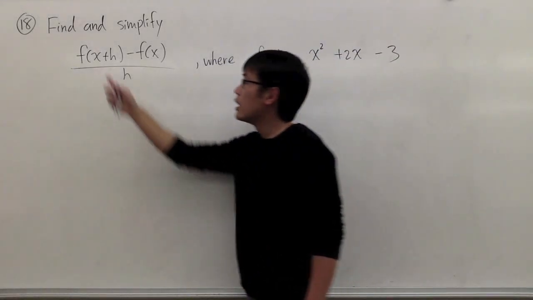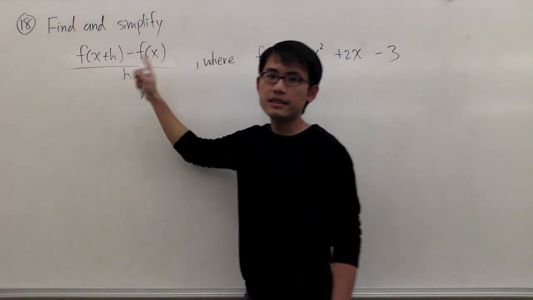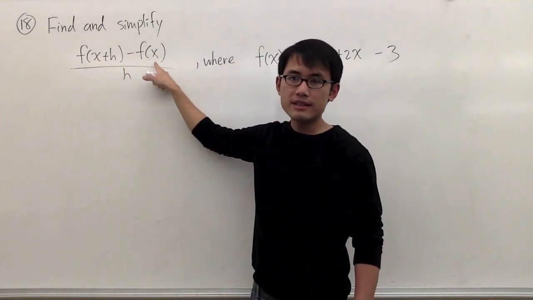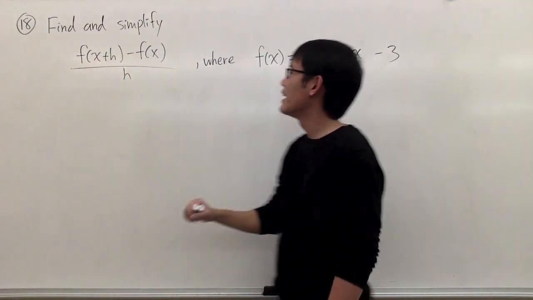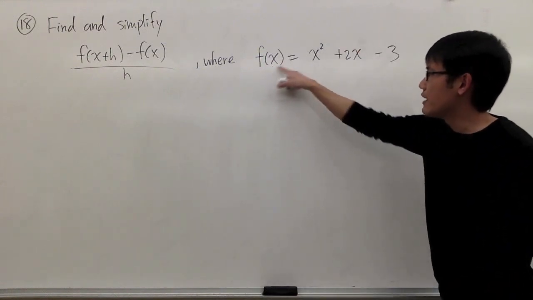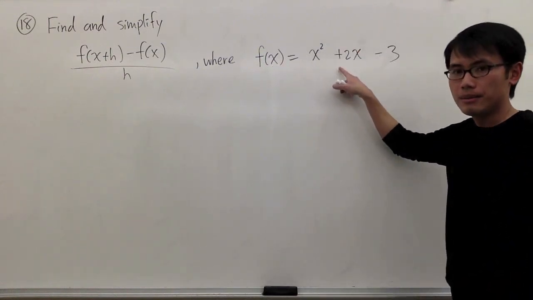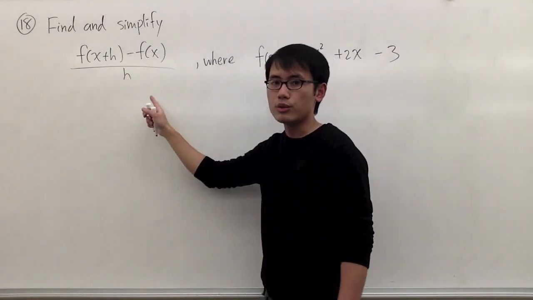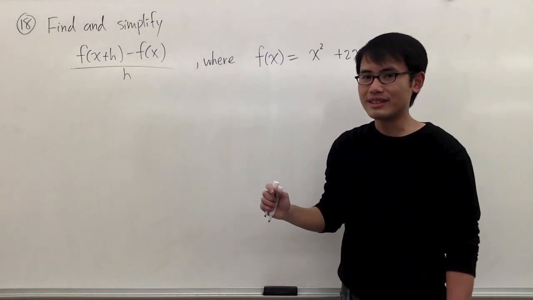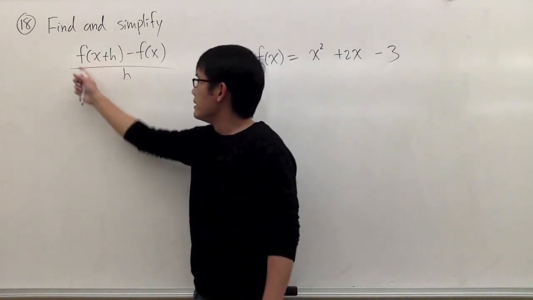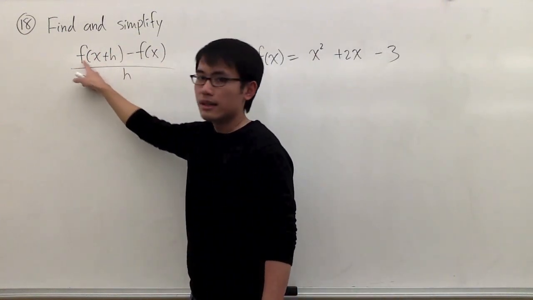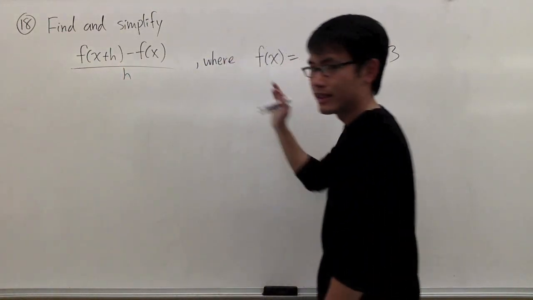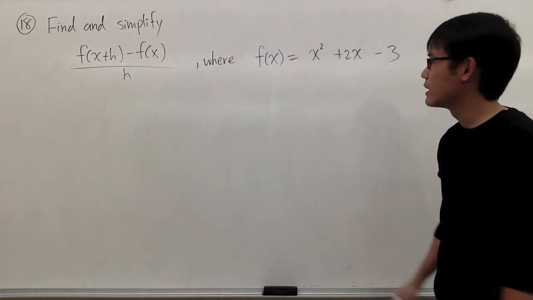Okay, for number 18, we are going to find and simplify this expression, f of x plus h minus f of x, all over h. And we have the function f of x is equal to x squared plus 2x minus 3. This is called the difference quotient, and I'll show you guys how to work this out. Notice that this formula requires us to find what's f of x plus h. So that's the first step. We have to do that first.